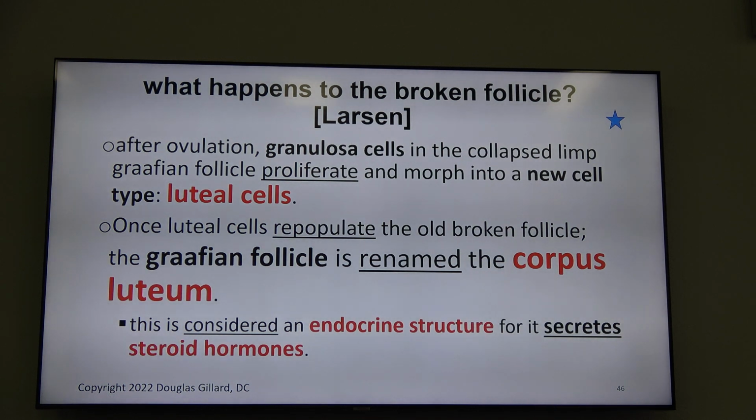You've got to know that word. And the corpus luteum is made up of what type of cells? Is it made up of corpus luteal cells? No. Graafian follicle cells? No. Follicular cells? No. It's made up of luteal cells. Luteal cells are endocrine cells, and they secrete some hormones that we're going to look at.